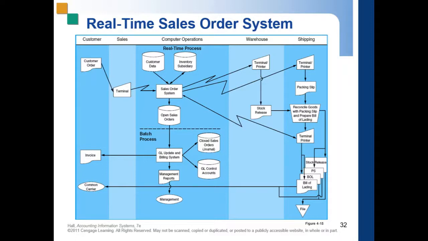Then, at the same time, it performs a credit check by accessing the customer data. It accesses your customer data to see what the credit limit is and so on, whether the customer is within the credit limit. Then, if the credit is approved, the system updates the customer's account balance to reflect the sale and reduces inventory by the quantities of items sold, to present an accurate and current picture of inventory on hand and available for sale. That is what your sales order system does.